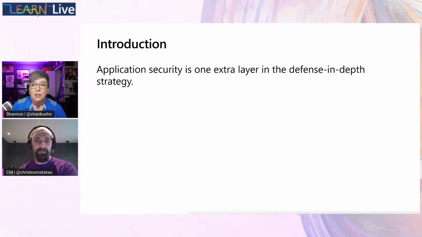So we'll talk a little bit about the introduction here. Application security is one extra layer of the defense in depth strategy. If you think about the different layers, it's another layer of defense. In order to configure application security, you first have to ensure your application is registered within an Azure Active Directory tenant. This gives it a unique identity inside of Azure AD. From there, you can manage and control both access to the application and what the application can do.